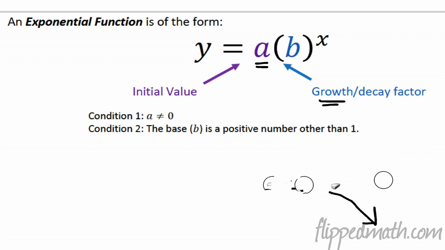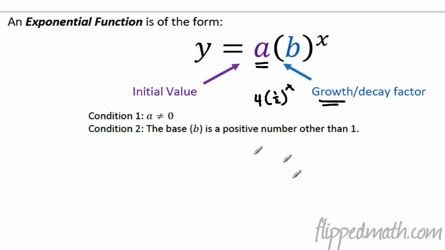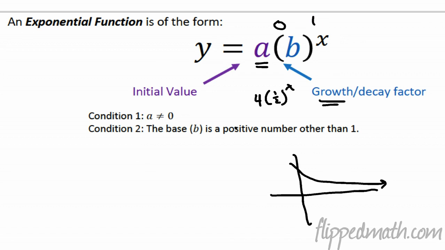Well, what if that base was a fraction? So let's pretend like a is equal to 4 and then b is like a half, and we raise that to the x power. That means that we'll have 4 times a half, and then 4 times a half times a half, and then 4 times a half times a half times a half, which means that every time you multiply by a half, it gets smaller and smaller. That's going to create a function that looks kind of like this, and that's our decay. Keeps getting cut in half, gets closer and closer to 0. That's what happens when b is between 0 and 1.